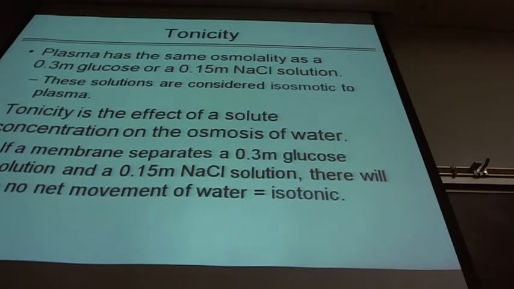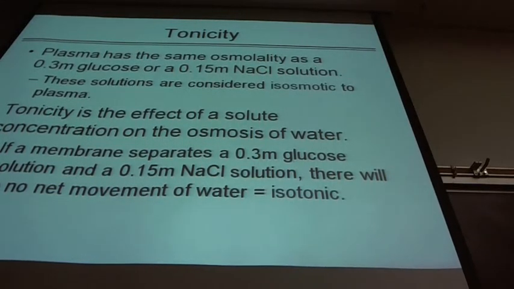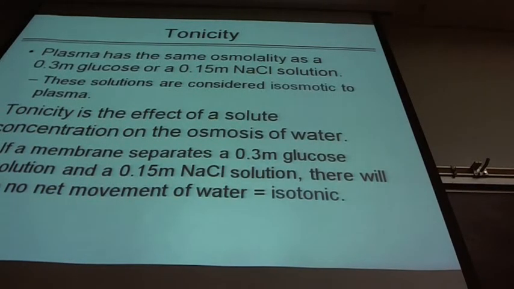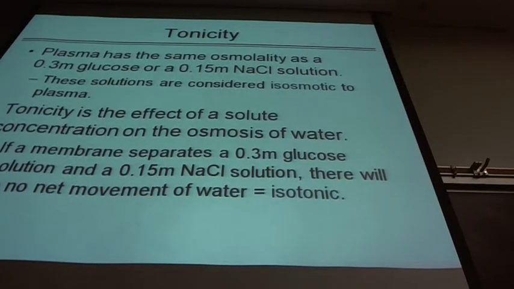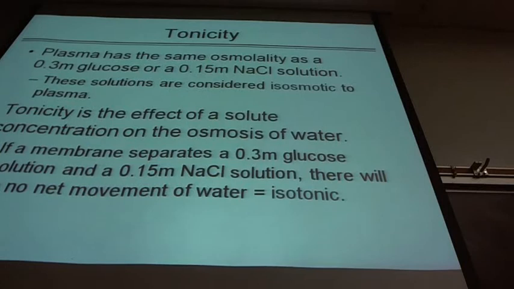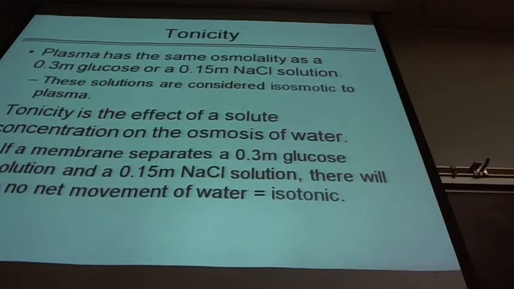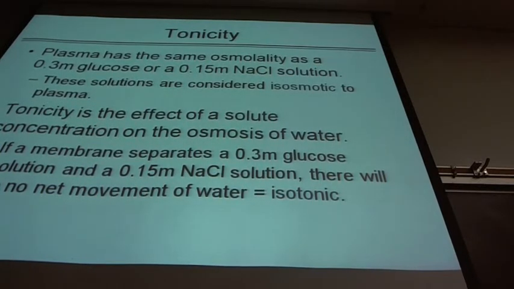If a membrane separates 0.3 moles of glucose solution and a 0.15 mole of sodium chloride, this is half the concentration of that because it dissociates into sodium and chloride. It's isotonic. There's no net water movement.